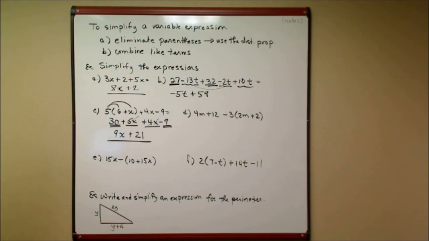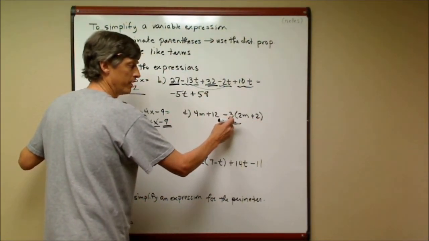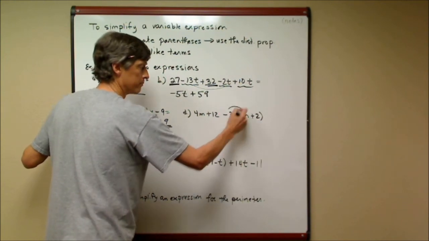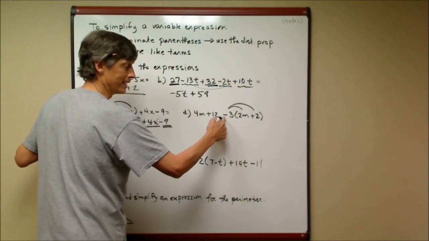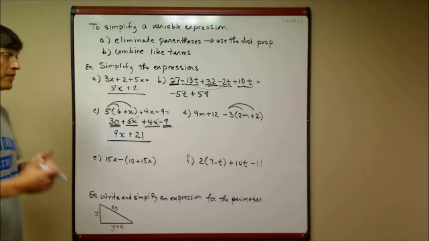Now this one is almost as simple, except when we distribute, we have to be very, very careful with our signs. Look over here now, you see the parentheses? We've got to eliminate those, and there's a 3 in front that we're going to distribute by. But that 3 has a subtraction sign in front of it. Remember I said when I see subtraction, I think negative?